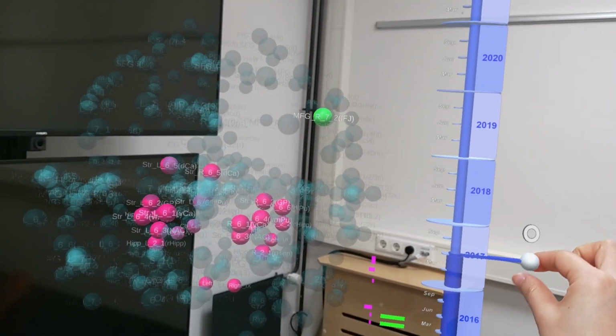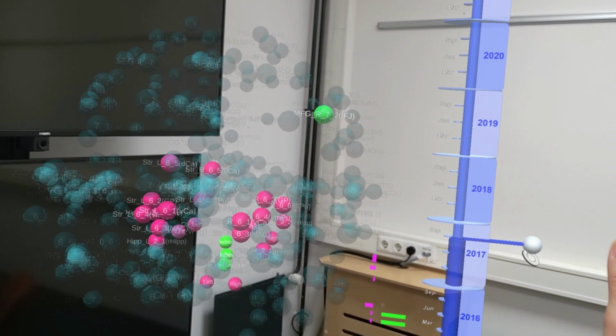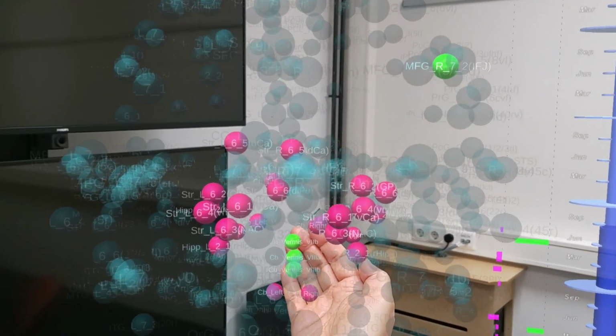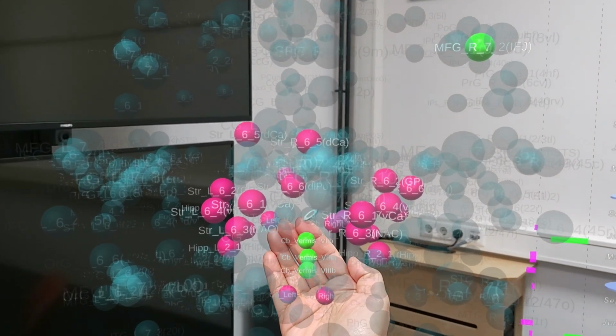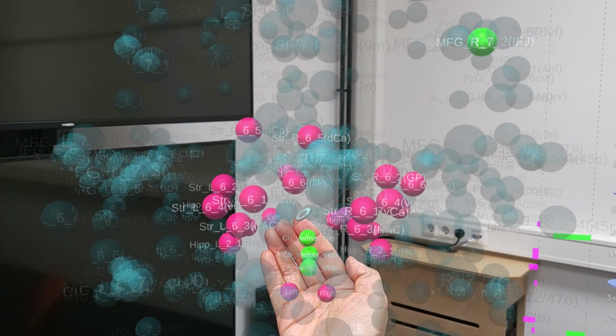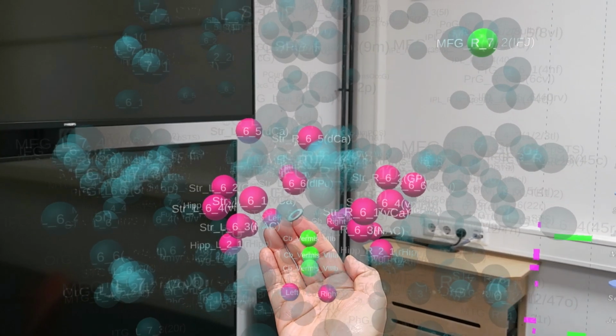Sally moves the upper handle from June to August 2017 and sees that these three light blue spheres change to green, indicating an indirect relation between depressive disorder and cerebellar vermis structure via the same gene.